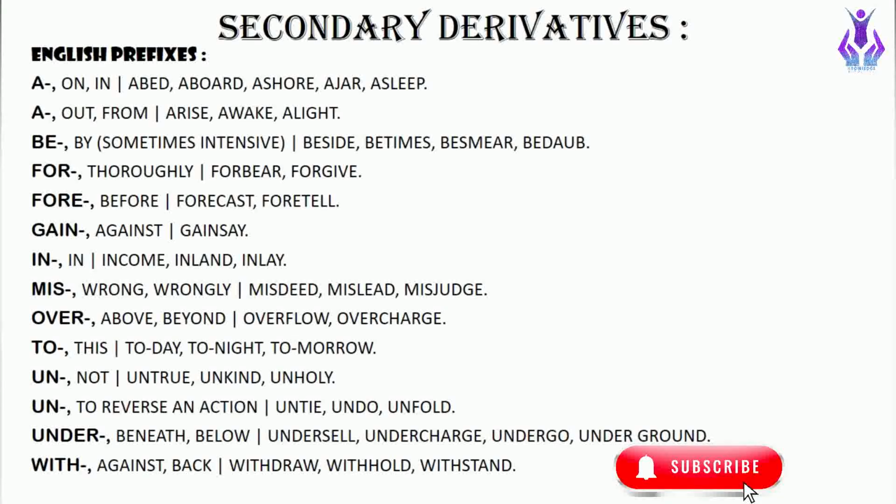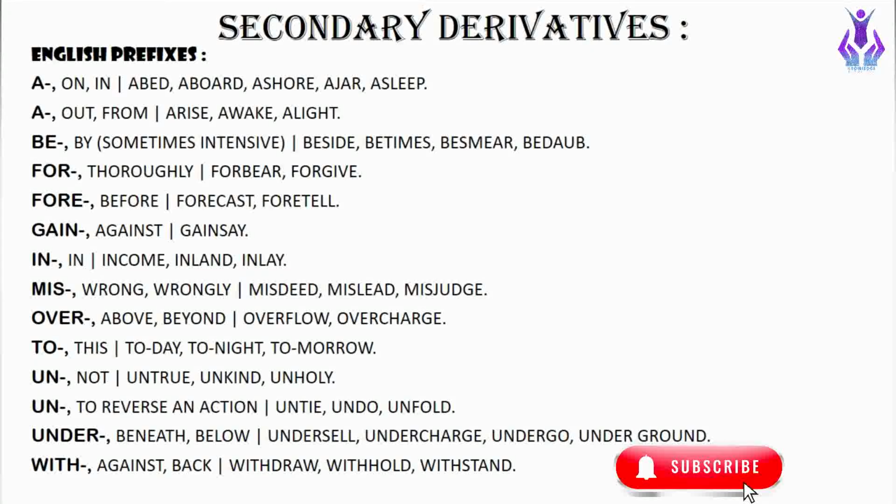Now moving towards secondary derivatives. As I have told you earlier, secondary derivatives are formed by the addition to the beginning or end of some simple words or primary words. The addition of words at the beginning is called a prefix, and the addition of words at the end is called a suffix. Starting with English prefixes, we have many prefixes, like Latin prefixes and Greek prefixes as well. There is no need to go through the Latin and Greek prefixes, because they are not so important in our English language.